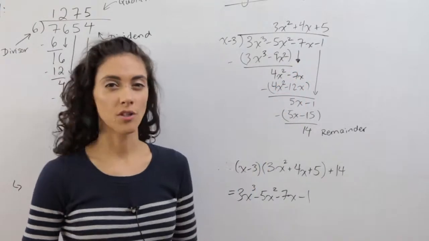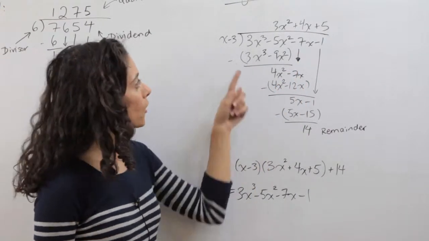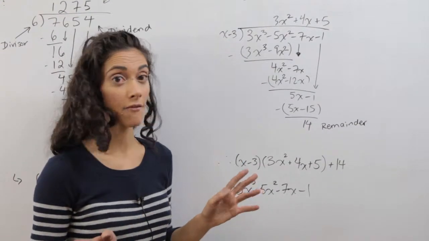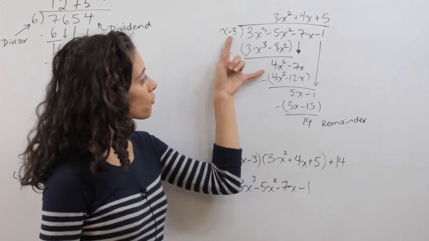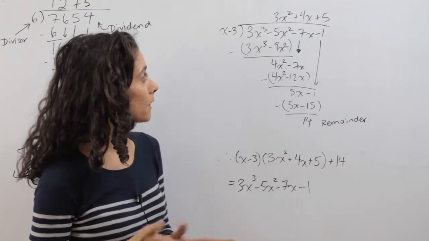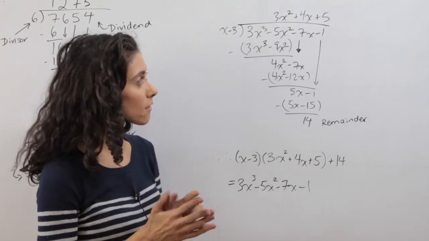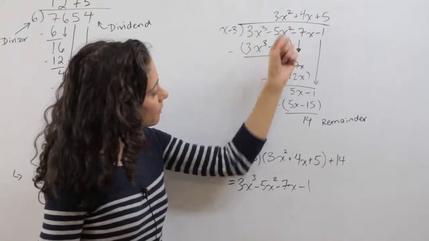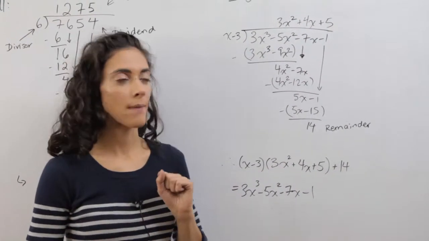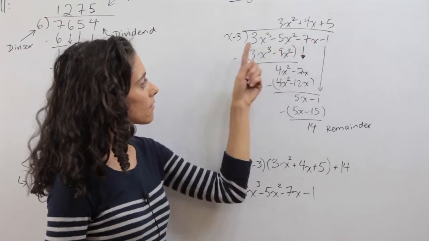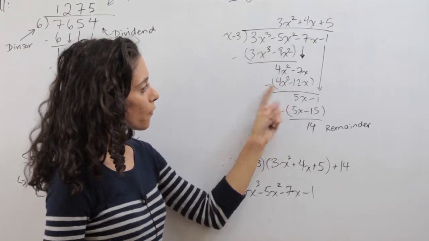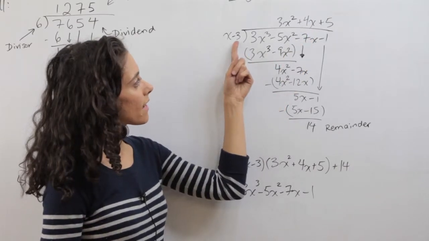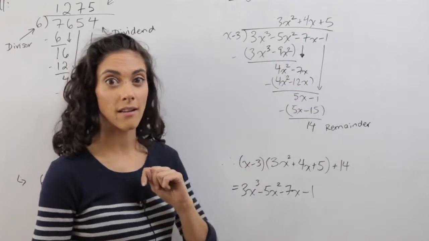Bring down the next term, just like we did with numbers. Now you want to fit just the first term into this first term. Second terms take care of themselves. So to get from this term to this term, I have to multiply by 4 and by x. So 4x goes up there. And again, multiply to find the remainder. Here's where my second term matters. 4x times x is 4x squared, and 4x times negative 3 is negative 12x.